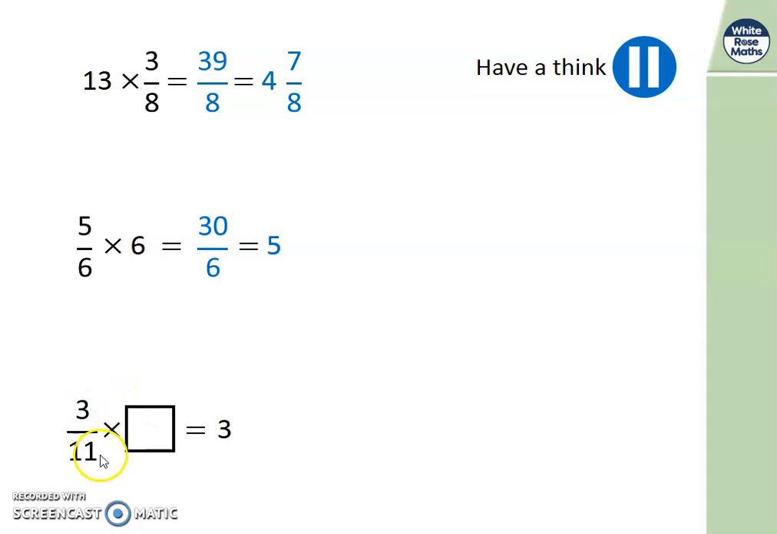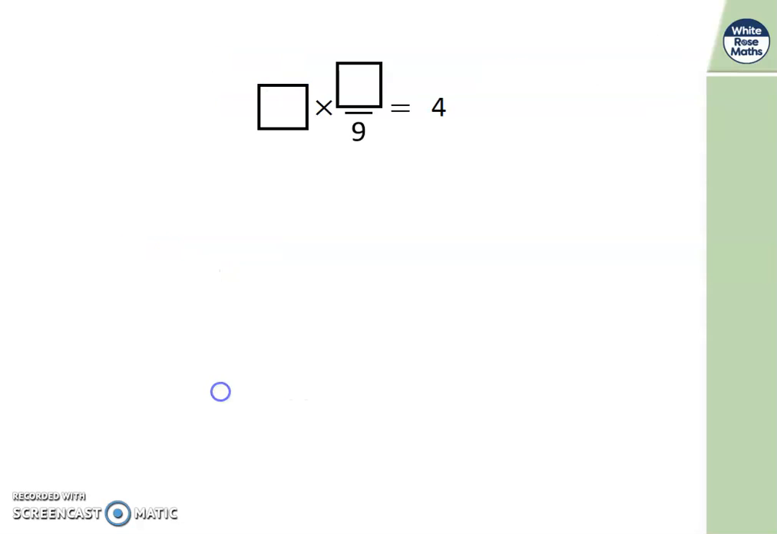Next one, 3 11ths multiplied by a number is 3 wholes. Well, first we need to change 3 wholes into 11ths, and that would be 33 11ths. 1 whole is 11 11ths, 2 wholes is 22 11ths, 3 wholes is 33 11ths. So 3 times what number is 33? 11. Well done. And that's the answer.